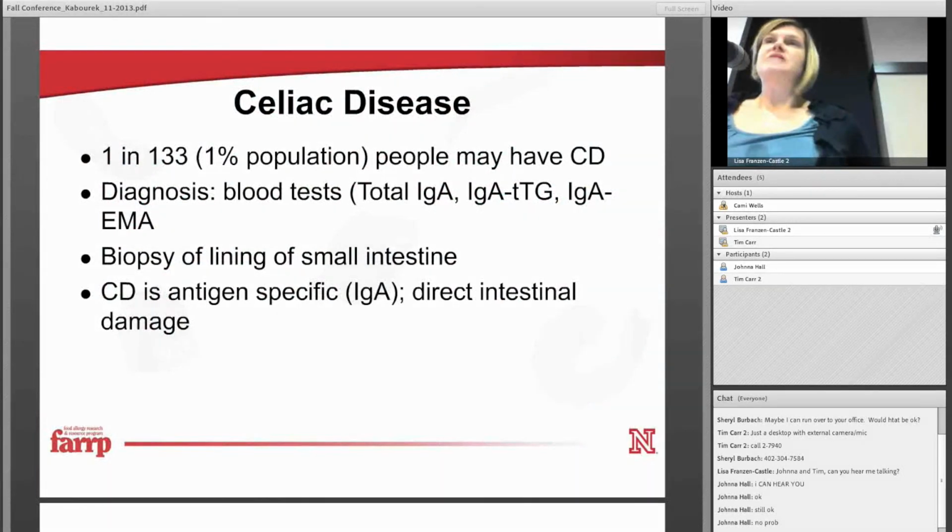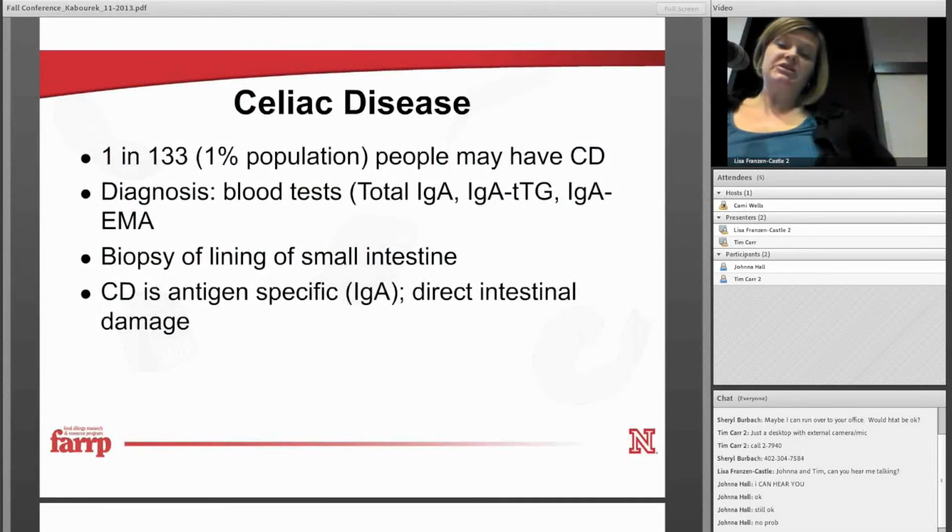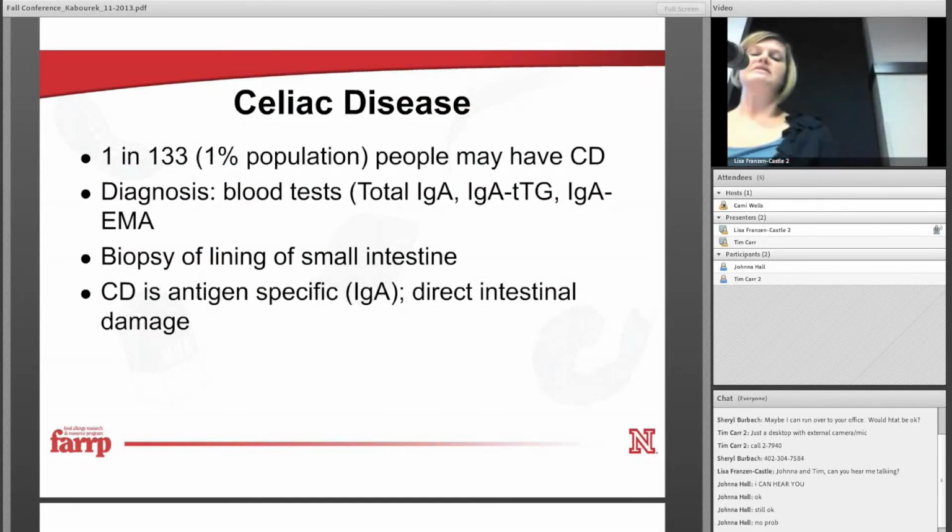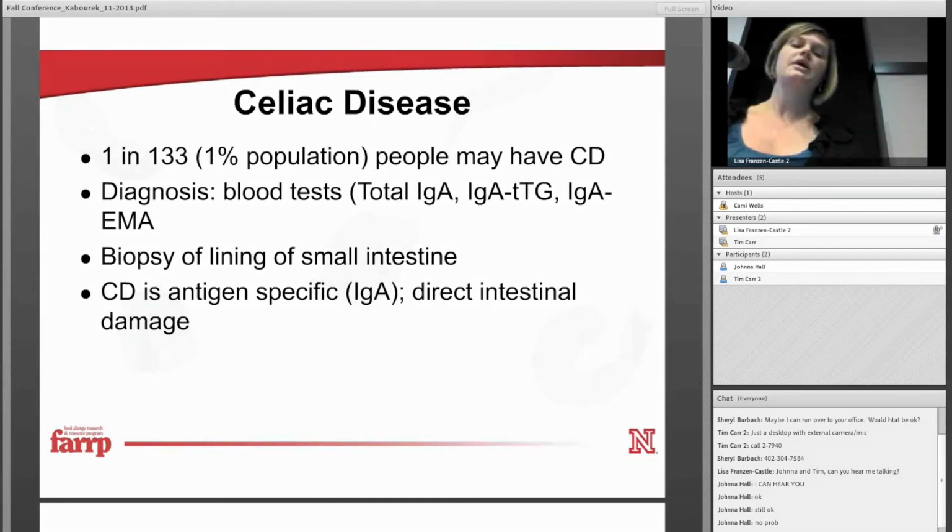Celiac disease is thought to affect about 1% of the population. It's probably improved now, but it's usually about a 10-year gap between when you start having symptoms and when you're finally diagnosed, because the symptoms are so varied that it's hard to pinpoint one thing. It's diagnosed with blood tests and then sometimes biopsy. Biopsy is starting to become obsolete now, unless they want something less invasive, and the blood tests have improved so much that they're relying more and more on those.